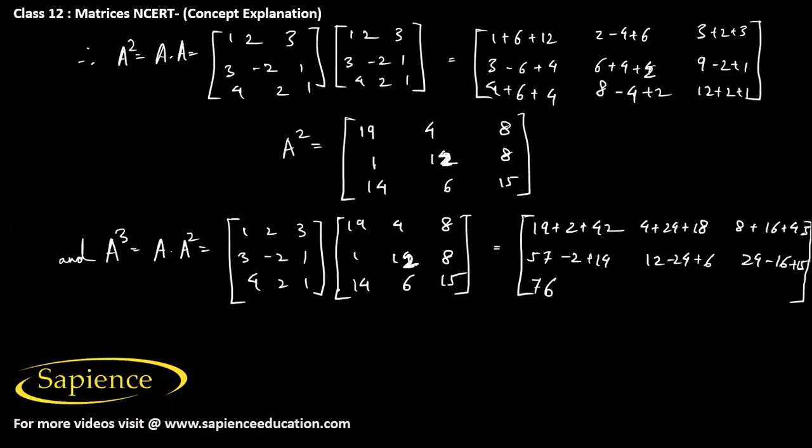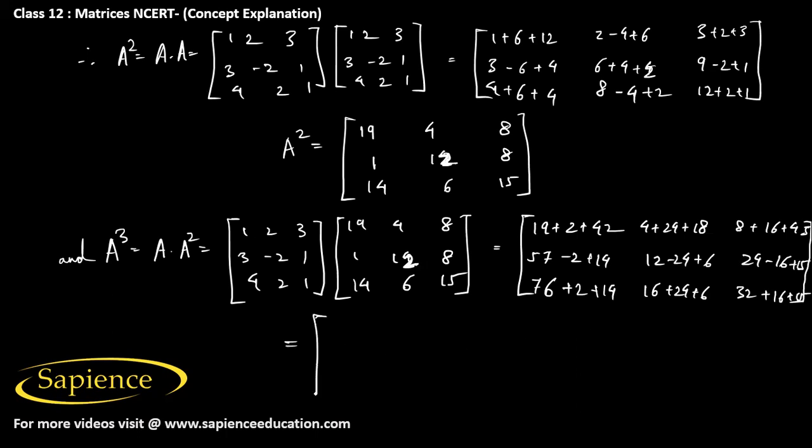So it will be, then plus 2, third row and first column. So 76 plus 2 plus 14. Then third row and second column: 4, 4 is 16 plus 24 plus 6. Then third row and third column: so this will be 4 is 32 plus 2 is 16 plus 15.